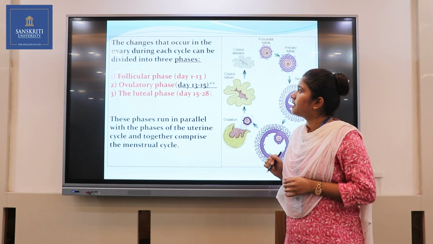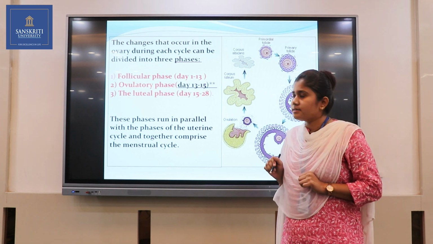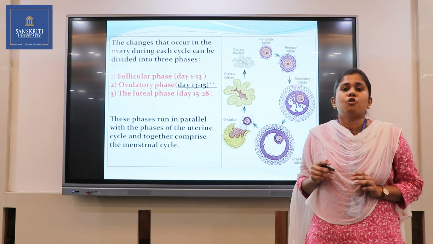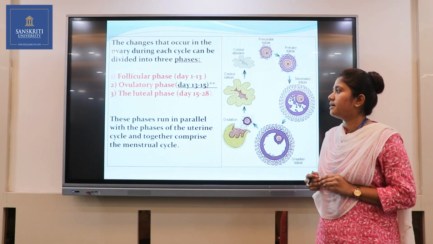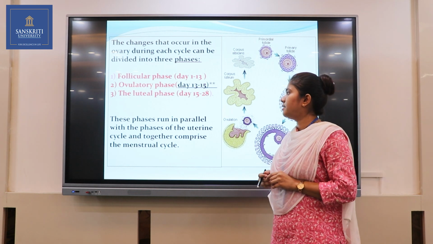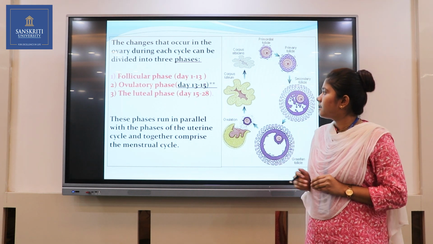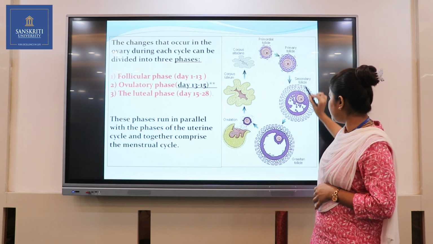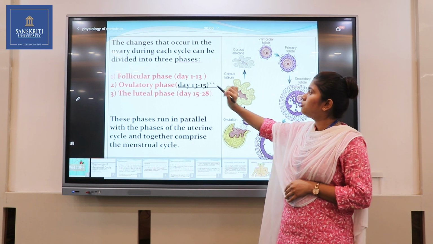Each cycle can be divided into 3 phases. First one is the follicular phase, that is day 1 to 13. Second one is the ovulatory phase, that is day 13 to 15. Third one is the luteal phase, that is day 15 to 28. So this is the follicular phase: from primordial follicles to Graafian follicle, it is the follicular phase, that is 1 to 13 days.